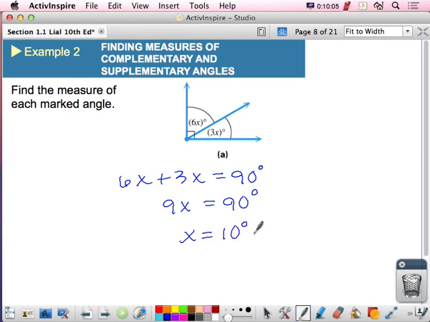A lot of people just stop there, but you have to be really, really careful. Make sure you read the directions. This asks you to find the measure of each marked angle. It didn't ask you to solve for x, it asked you to find the angles. So if x is 10, then this angle is 6 times 10, which is 60, and this angle is 3 times 10, which is 30. And together we can see that they equal 90.